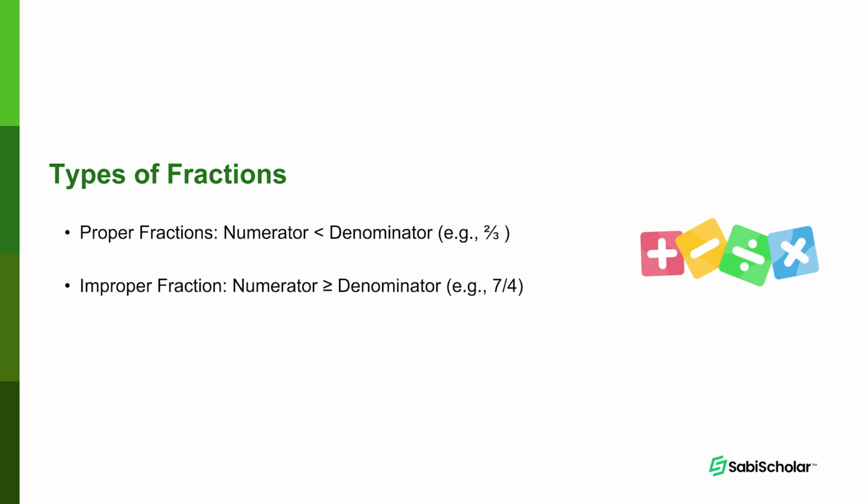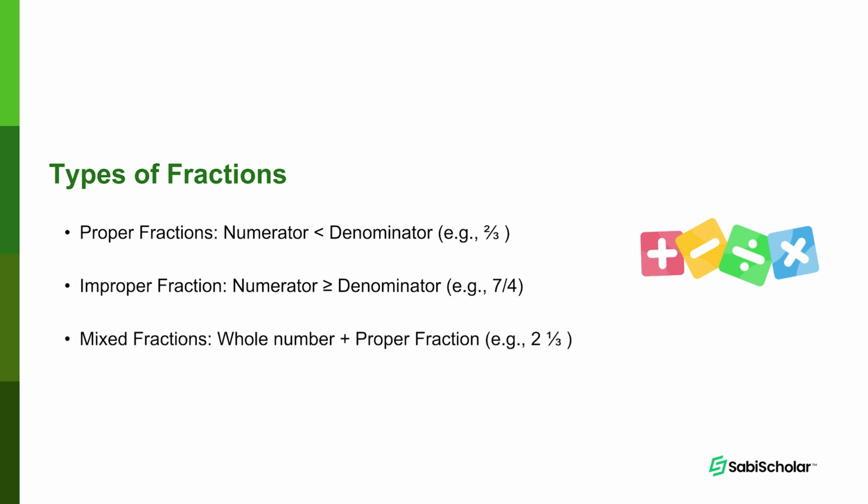Then we have an improper fraction, which is when the numerator is greater than or equal to the denominator. That is, the number at the top is more than or equal to the number at the bottom. An example is 7 over 4. You can see that the numerator, 7, is greater than the denominator, 4.